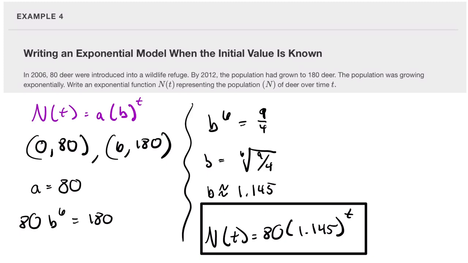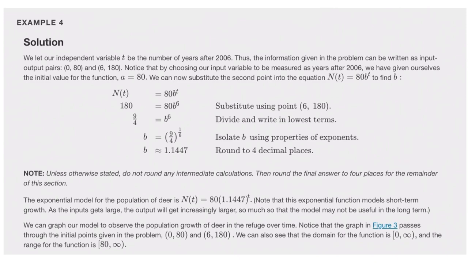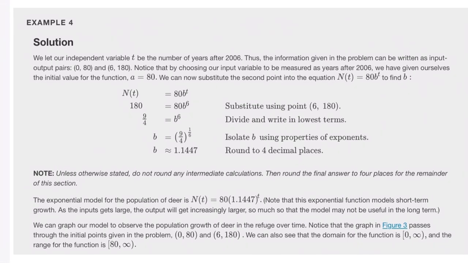So for instance, when t is 0, we get our 80, and then when t is 6, we should get 180, right? Or something close. Okay, I feel good about this. Let's see, how do we do? 1.1, yeah, we put 1.145, that's fine.